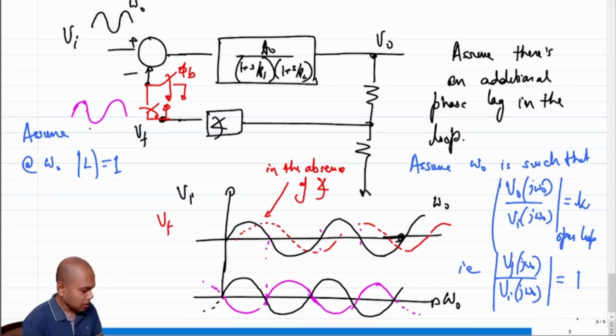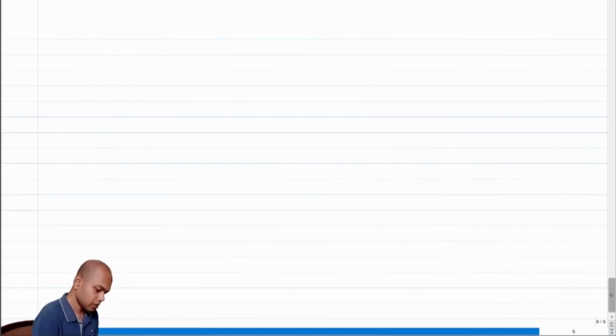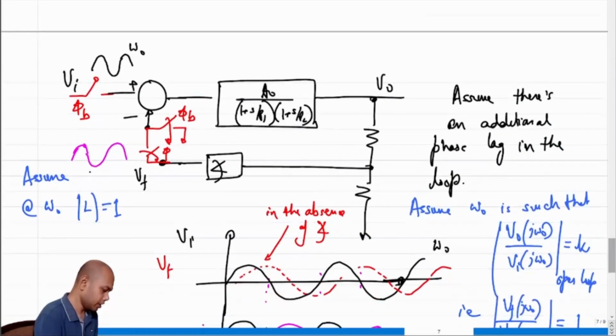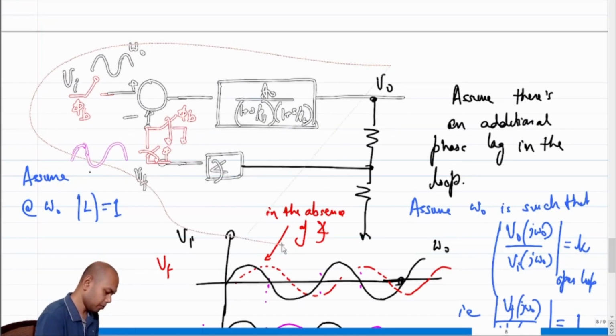And also let's do one more thought experiment. Let's say that this is also phi b. So at some time t naught, I am stopping the input and I am connecting the feedback path in the loop. So let me redraw it. This probably is getting a bit messier to understand.